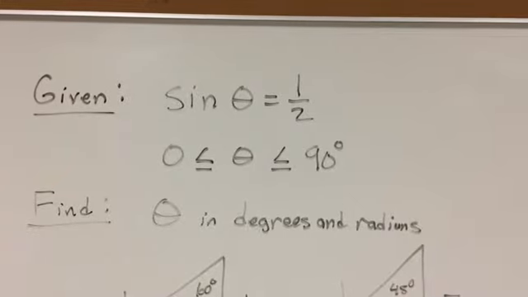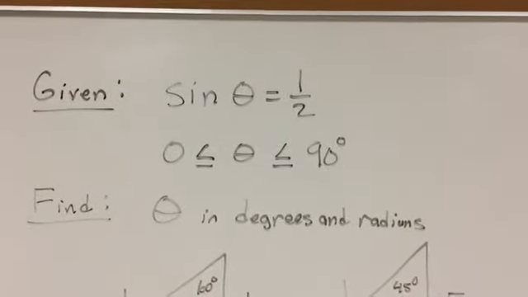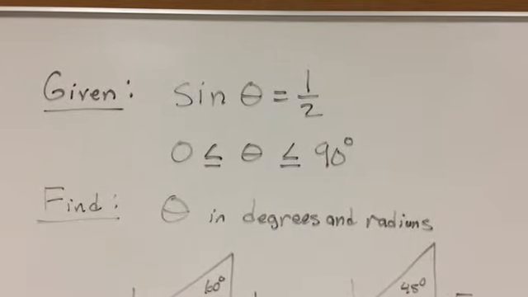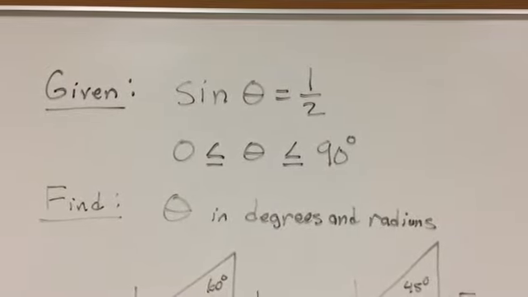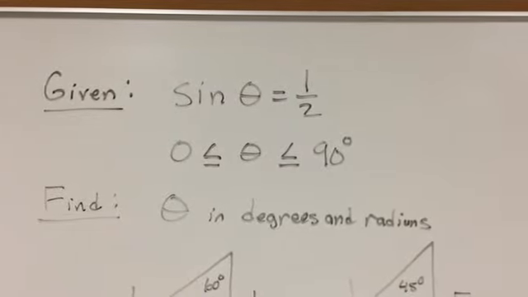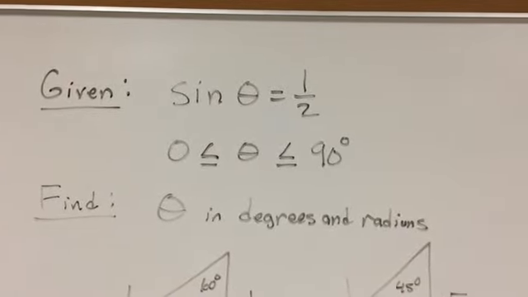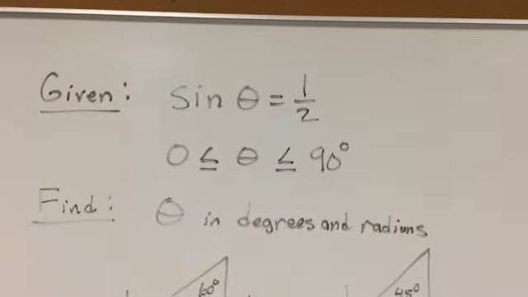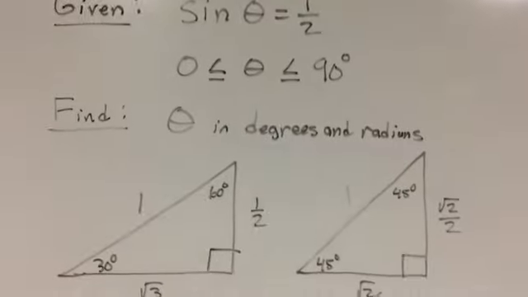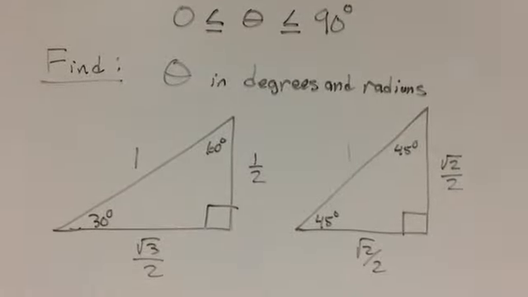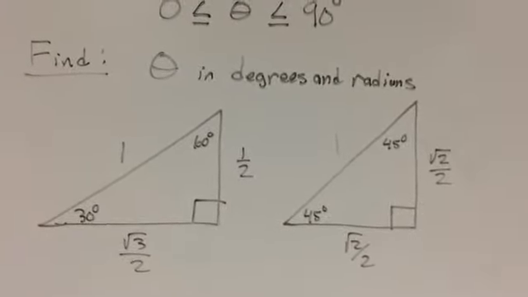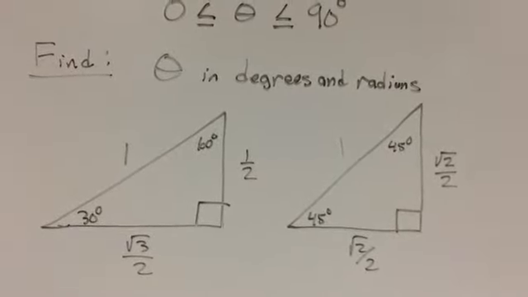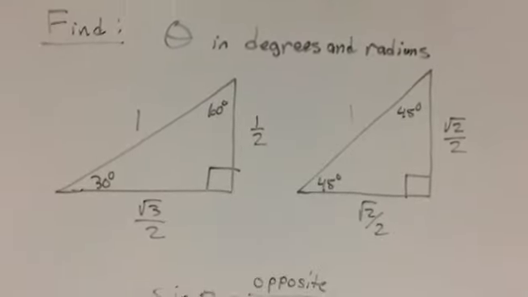In this problem, we are given that the sine of an angle is equal to 1/2, and that the angle is somewhere between 0 and 90 degrees. We are asked to find what that angle is in degrees and in radians. For this, we're going to refer to our 30, 60, 90 and 45, 45, 90 triangles. We know that the sine of an angle is equal to its opposite side divided by hypotenuse.